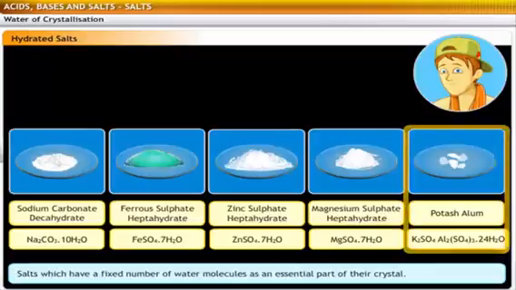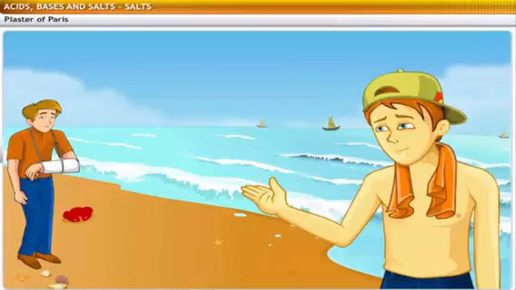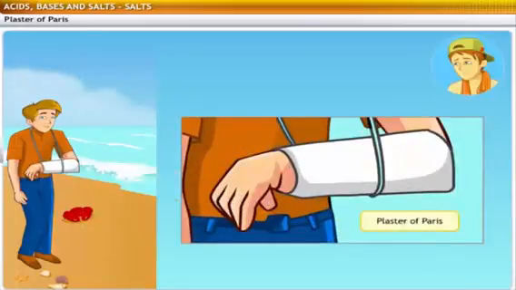Poor boy! He's hurt himself. And his arm is in a cast. Do you know what that cast is made of? No. It is made of plaster of Paris.